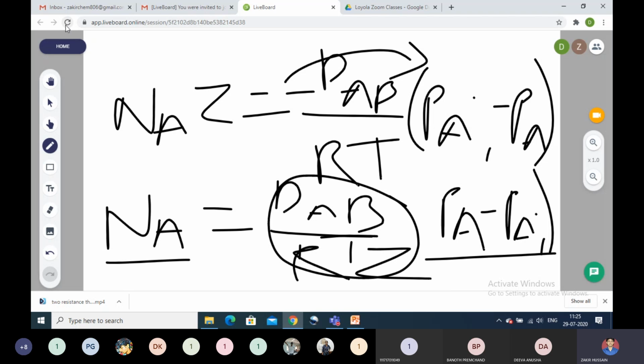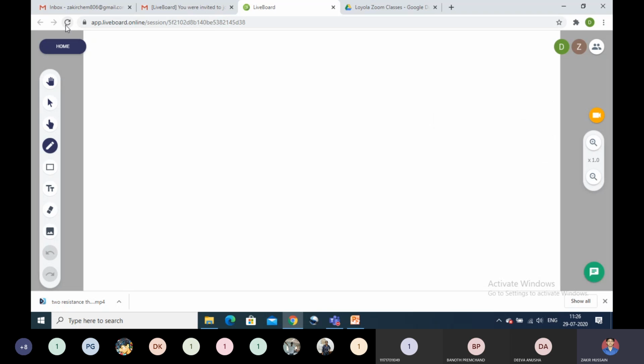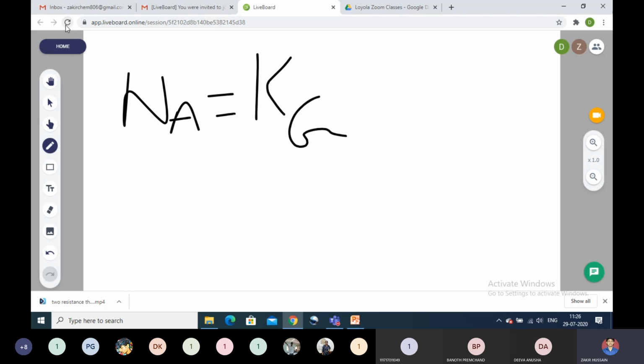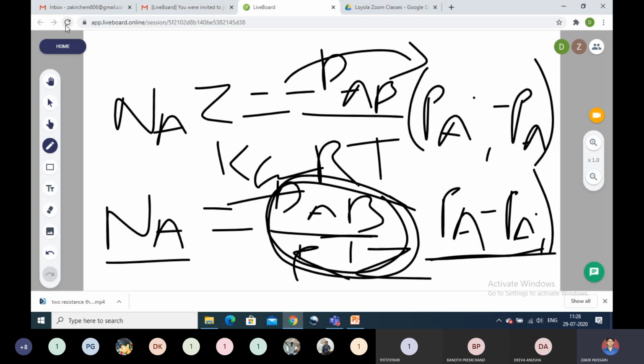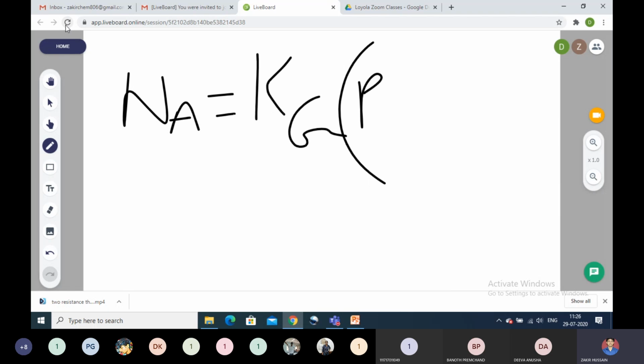So whatever the terms other than the flux and concentration gradient left is nothing but the mass transfer coefficient. Since this is a gas phase, it is the gas phase mass transfer coefficient. Since we are writing for a single phase, this is the individual mass transfer coefficient. So now Na is equal to the individual mass transfer coefficient in the gas phase, kg, into Pa minus PAI.